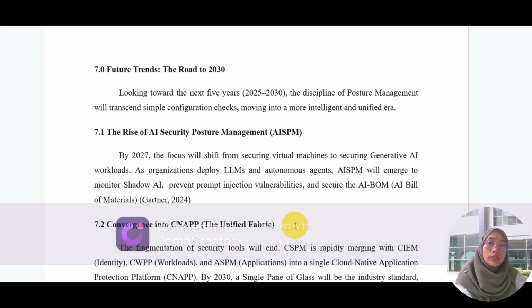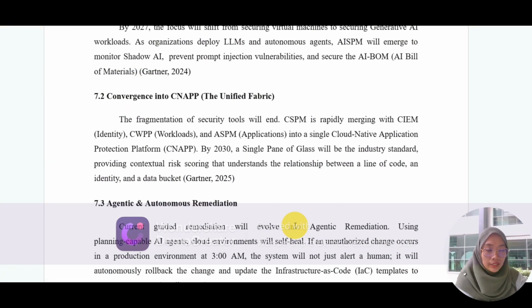We are going to the future trends, where we are looking at the road to 2030 from 2025. In the next 5 years, the discipline of posture management will transcend simple configuration checks, moving into a more intelligent and unified era, so the time taken to do this checking will be shortened. First, the rise of AI security posture management. This is predicted by 2027. The focus will shift from securing virtual machines to securing generative AI workloads.